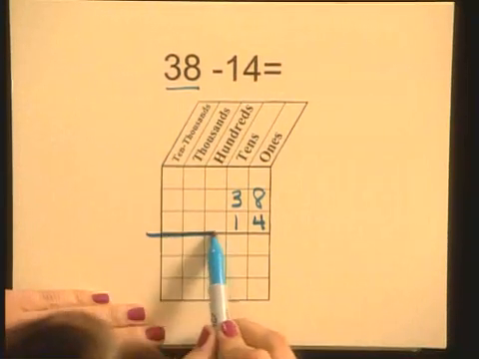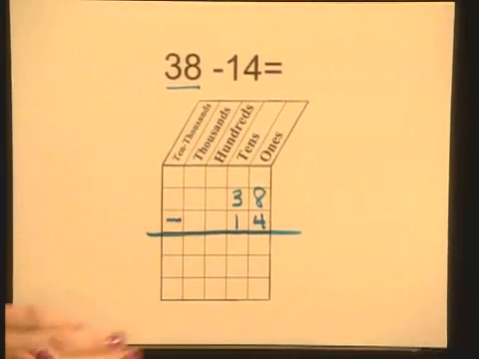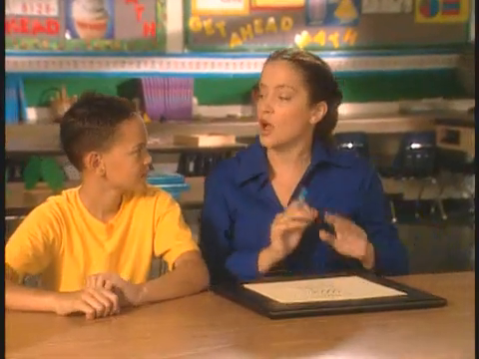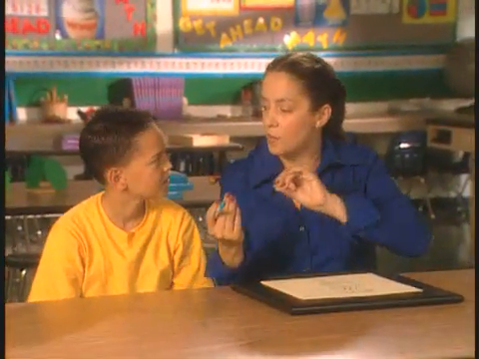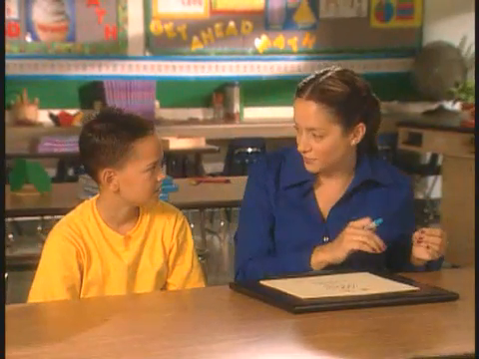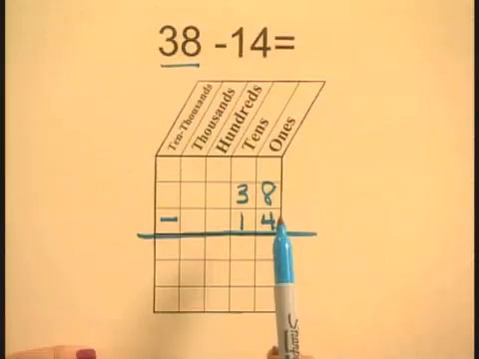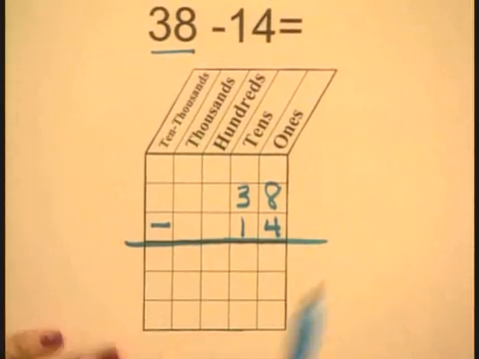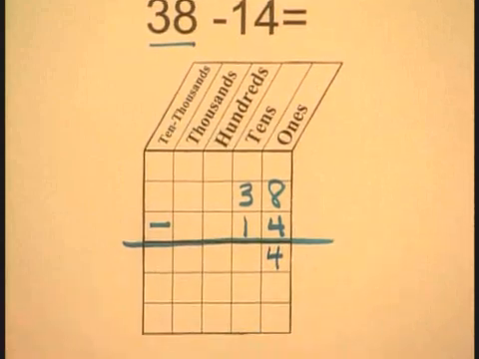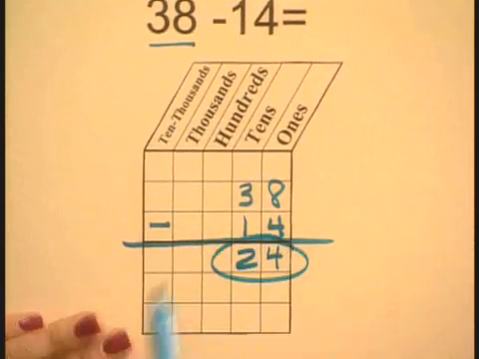Okay, so now we draw a line underneath. We put our subtraction symbol right here. And step number 2. Okay, we always subtract from right to left, just like in addition. Why? Because we want to start with the smallest place value, which happens to be the ones. Okay, so here we go. 8 minus 4. 4. 4, very good. And 3 minus 1. It's 2. 2. And the answer is?